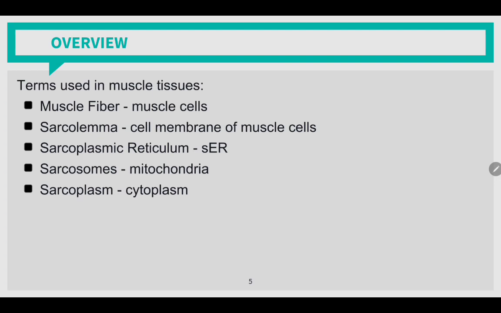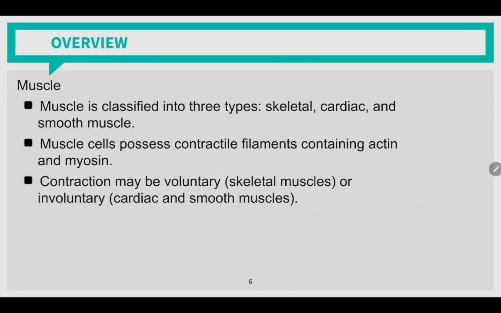Another overview is that muscle is classified into three types. We have the skeletal, the cardiac, and the smooth muscle.